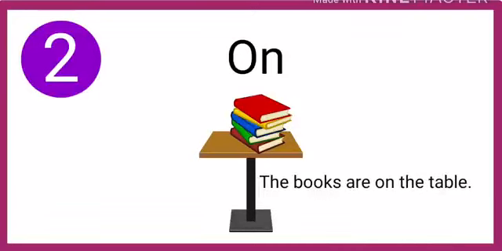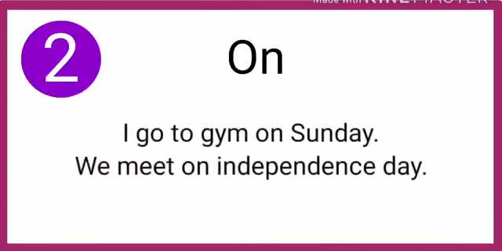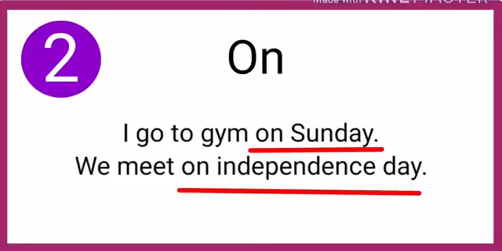We also use on preposition for time. Look at these examples. I go to gym on Sunday. On Sunday. We're talking about time. Second example. We meet on Independence Day. We always use on with weekdays or festivals. For example, on New Year's Eve, on Christmas, on Monday, on Tuesday, on Friday. So we use on preposition for time as well, with weekdays and special events.